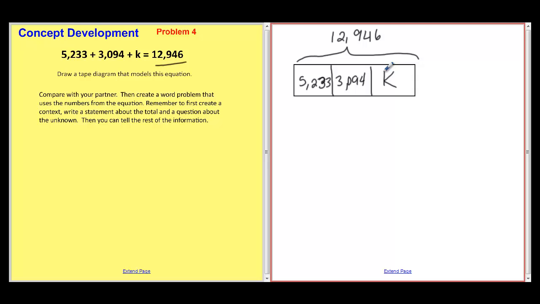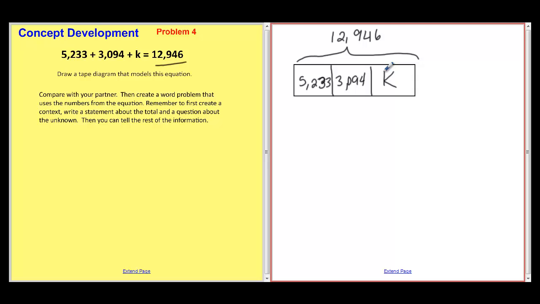Now, this one says, compare with your partner, then create a word problem that uses numbers from the equation. Remember to first create a context, write a statement about the total and a question about the unknown, then you can tell the rest of the information. So this doesn't give me a context. I get to create this totally from scratch. So I have to think of something that makes sense with these large numbers. Like it wouldn't make sense to say there were 12,946 crayons in a crayon box because you wouldn't have a crayon box that big. So I'm thinking people would be that much, dollars could be that much if you're talking about buying something.